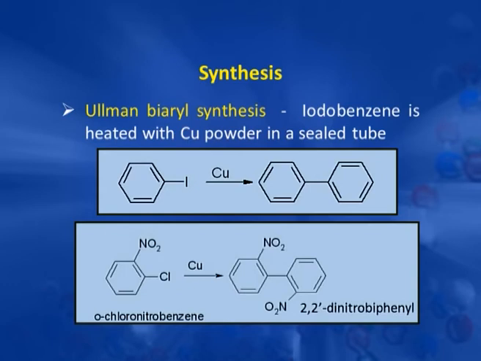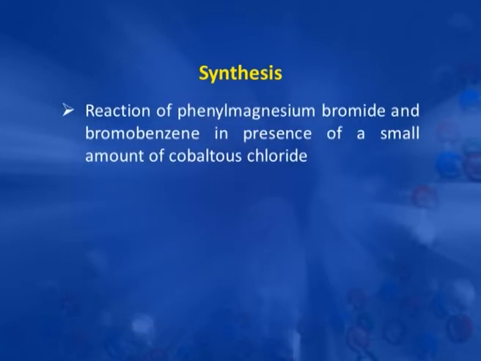If we take aryl chloride and aryl bromides, then there is a necessary condition. In a ring there should be an electron withdrawing group present on the ortho or para position of the halogen atom. So, if we take ortho-chloronitrobenzene and treat with copper, then there is a formation of a biphenyl, 2,2'-dinitrobiphenyl. Now, the next preparation is via Grignard reagent.